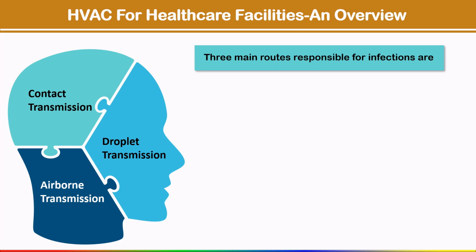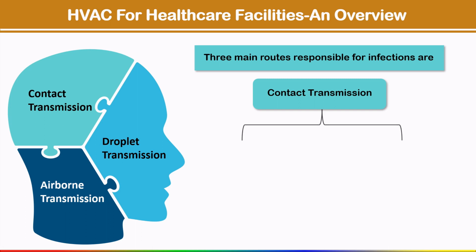Now the first one is what? Contact transmission. You can see the contact transmission is the most important and frequent mode of transmission of infection. So this contact transmission may be classified into two types.